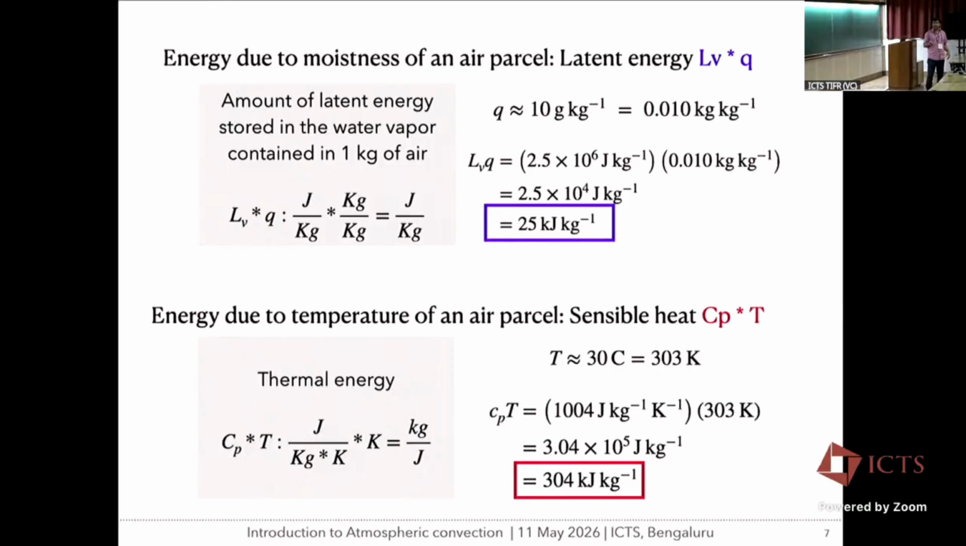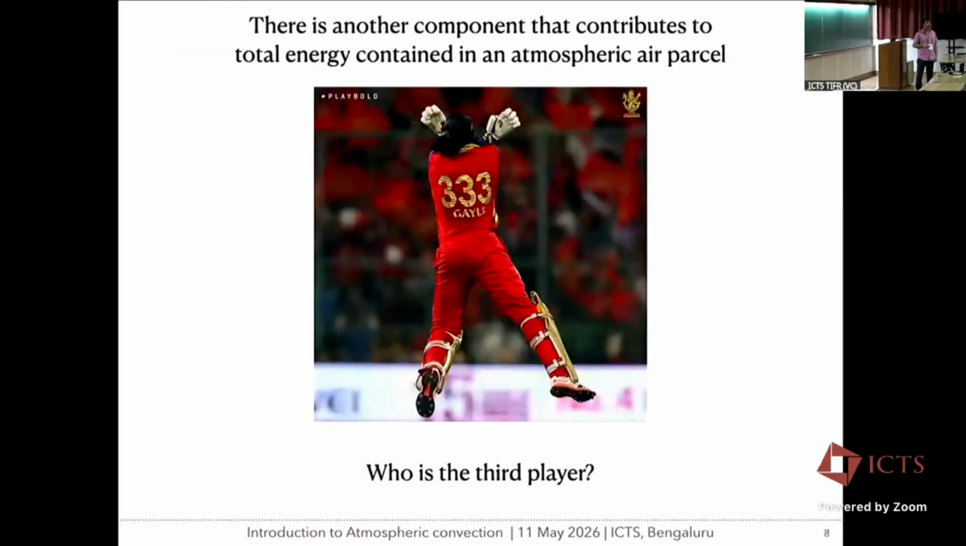So there is another form of energy which we will need to define to understand the energy of an atmospheric parcel. That's the third player, and don't tell me it's Chris Gale. That's a trick question, and that's a misdirecting photo. So can some of you tell me what the third form of energy can be? Energy that increases with the height of the air parcel. Any guesses? Yep.